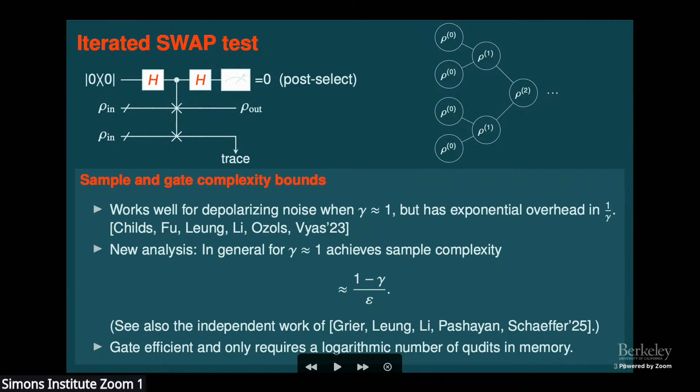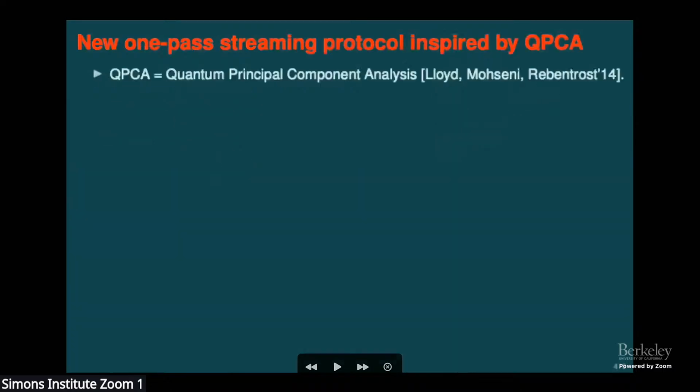And also, it seems like in this binary tree, you would need to store all the copies when you do it. But in fact, it's sufficient to store a copy of a state from each level of this binary tree. So actually, the memory requirement is only logarithmic. It's also nice. But we wanted something even nicer.